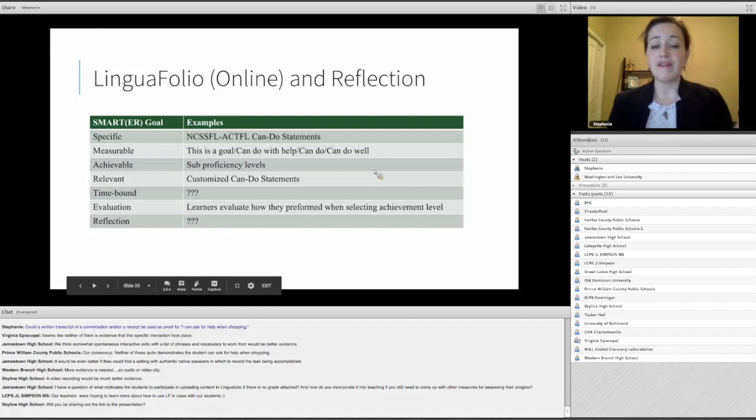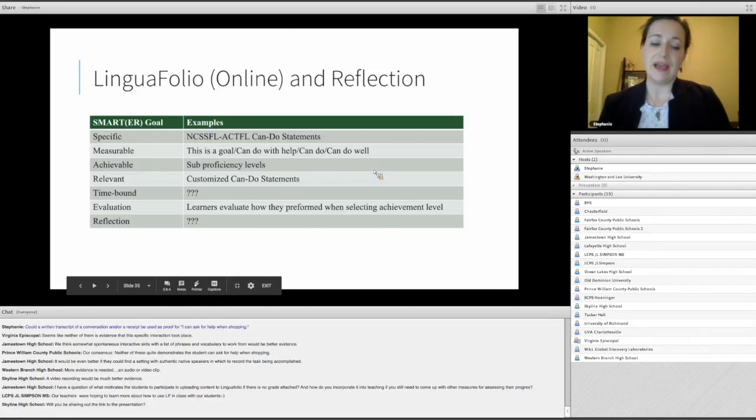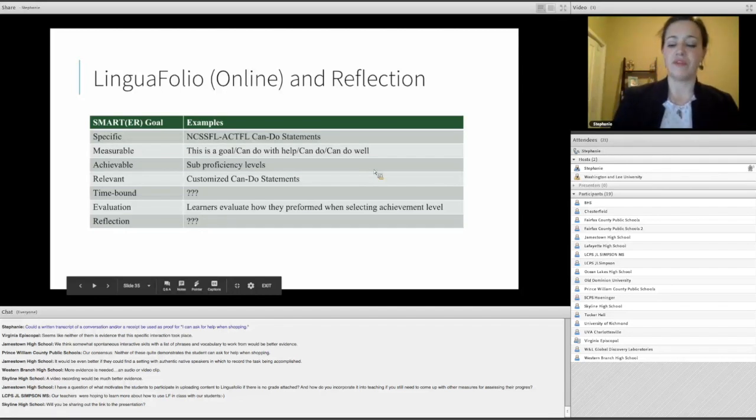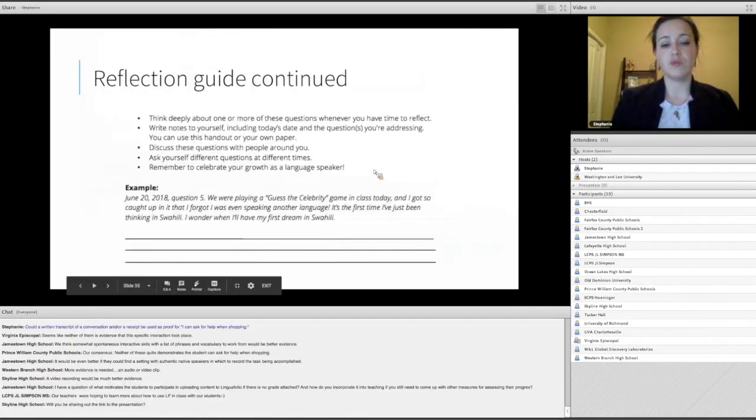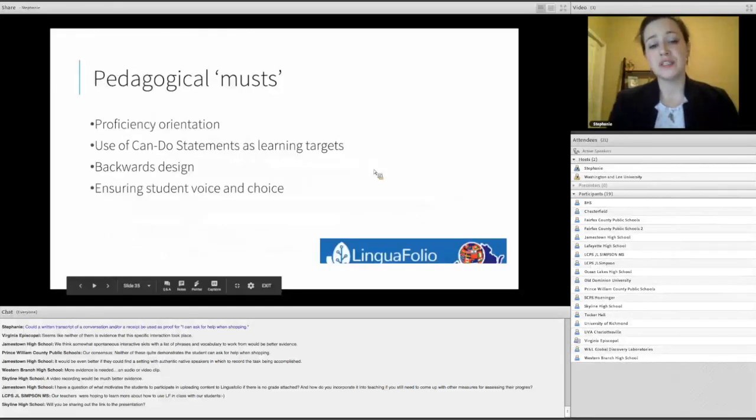Time-bound. Within the platform itself, you don't actually have to state by what time the goals will be achieved. So that's something you have to do in your class. Or when you work with your learners, have them think about when they want to achieve something by. The evaluation, they always evaluate how they performed when they're uploading their evidence, but that doesn't mean that they've engaged in deep, meaningful reflection. So using a tool like one of these to really guide those reflections is highly recommended.